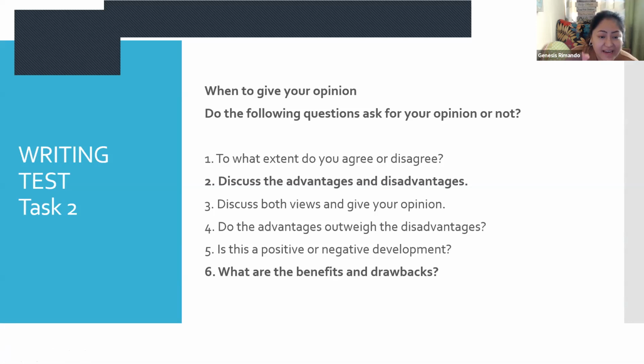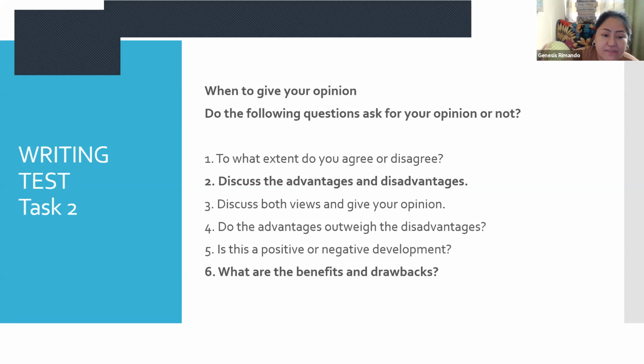So if you find questions such as this in your essay, you shouldn't state anything like, in my opinion, okay? It's straight to the point. These are the advantages, one paragraph. These are the disadvantages, second paragraph. Or these are the benefits, first paragraph of the body, I mean, and the second body paragraph should be about the drawbacks.